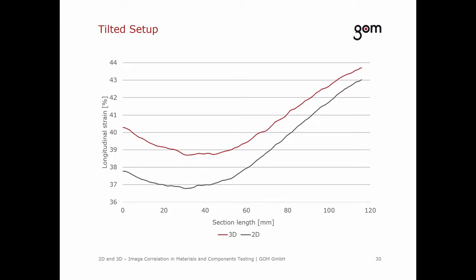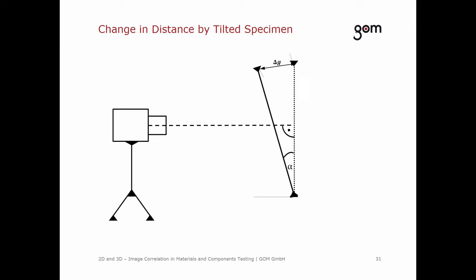This effect of pseudostrain does not only occur with the tilted camera setup. A tilted specimen has the same effect. Reasons for tilting can be that the specimen is not clamped straight lengthwise, or the testing machine does not pull straight. Here again we have a numerical example.